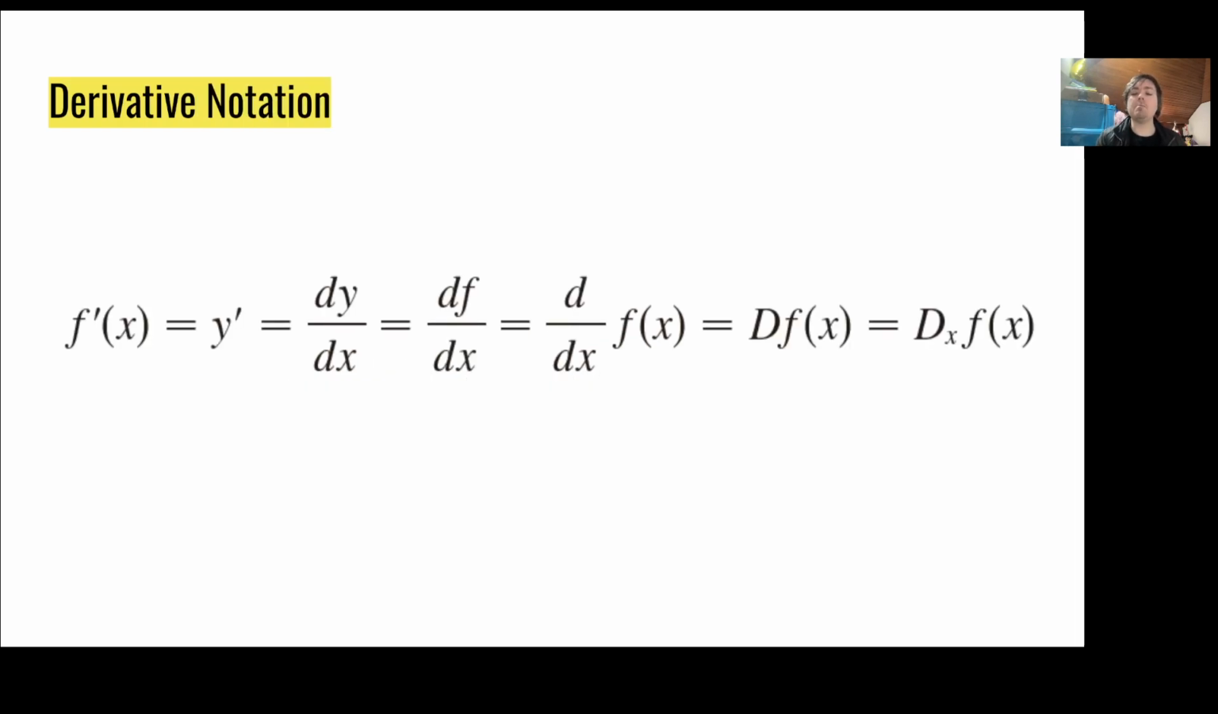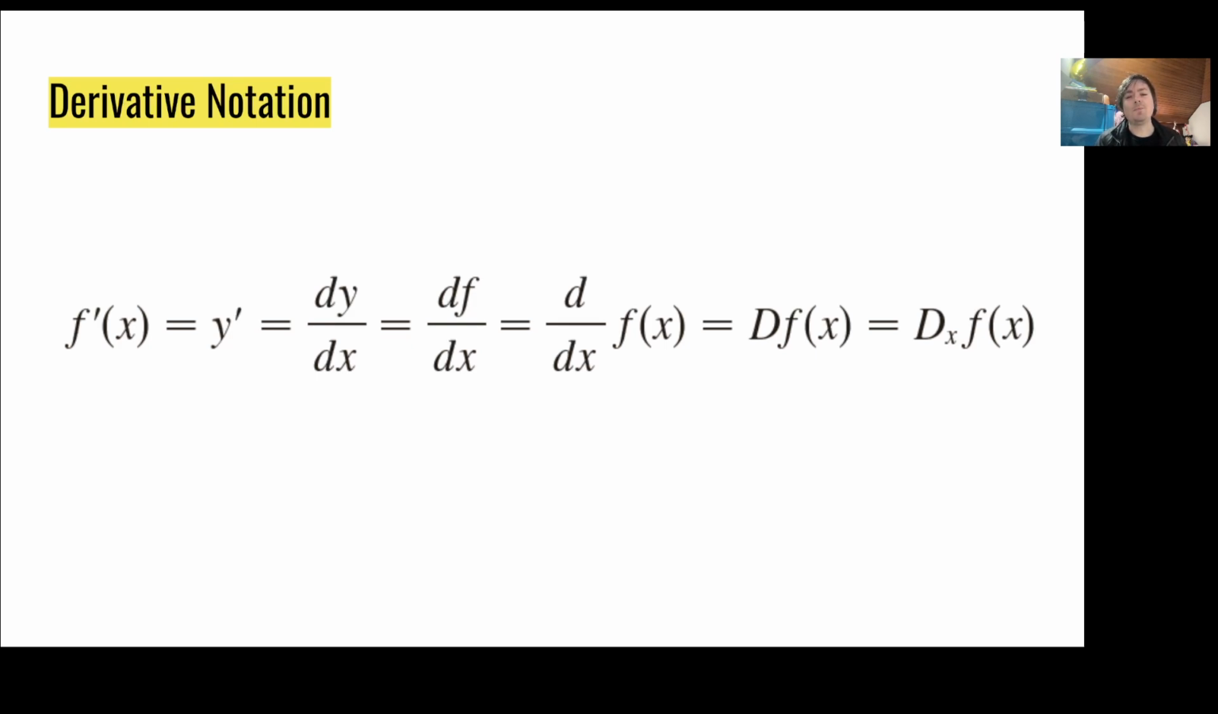Now, there are many different ways that you can see the derivative notation in the literature or when you're doing problems, and it really comes down to what's most convenient. Usually, the best way to write it is df dx, and that will become important when you're doing things like integration. But it's very common to see things such as f prime of x or y prime, as well as sometimes d f of x, or even d sub x of f of x.